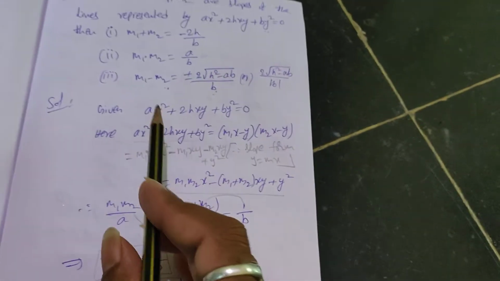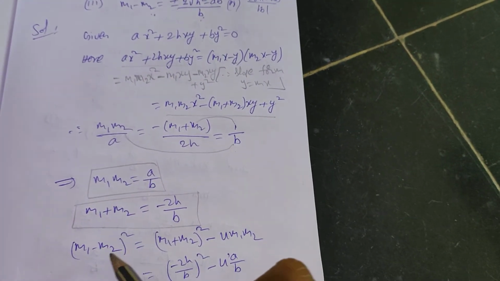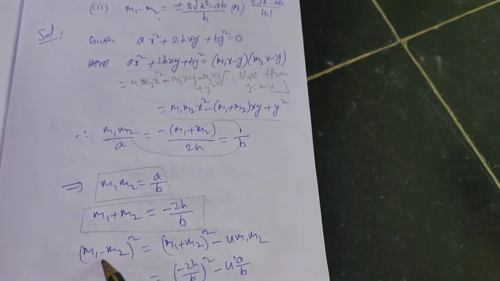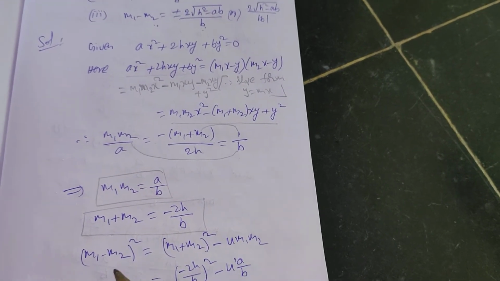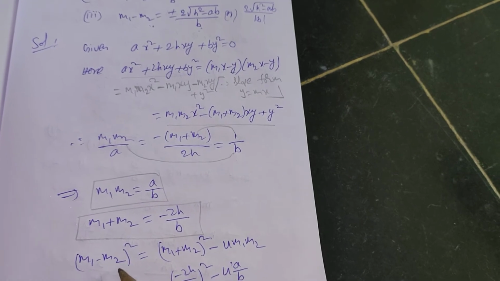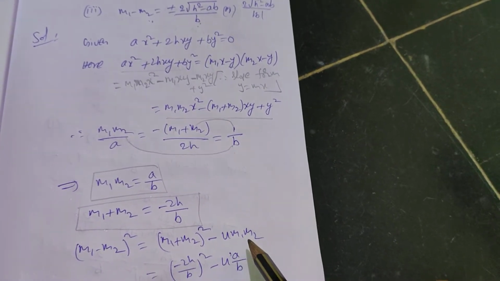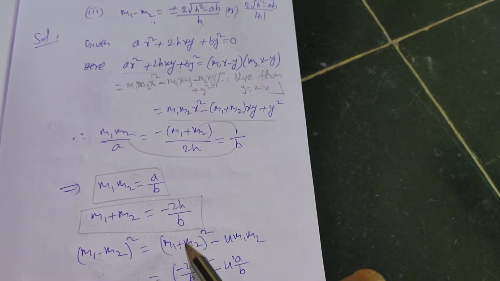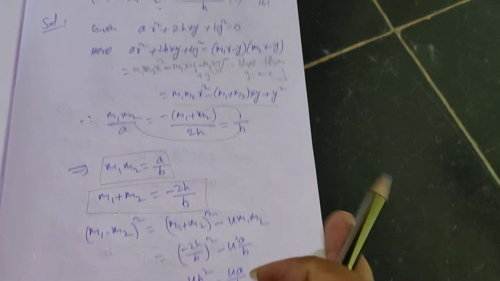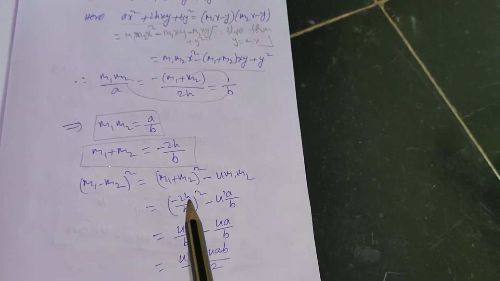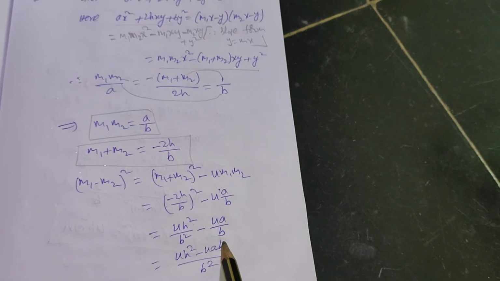To get the difference, we use the relation between sum, difference and product: (a minus b) whole square is equal to (a plus b) whole square minus 4ab. Applying that formula, (m1 minus m2)² = (m1 + m2)² minus 4m1m2. Here m1 + m2 is minus 2h by b, and m1m2 is a by b. Simplifying, this is 4h² by b² minus 4a by b.